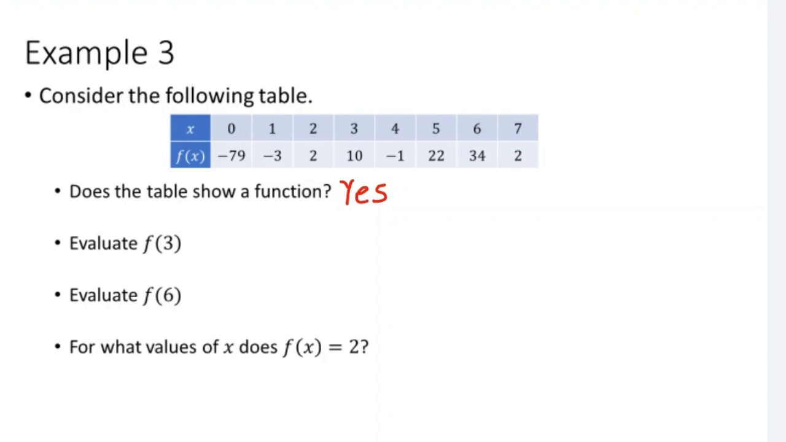Now we're going to evaluate f of 3. This means we want to know, what does f equal when x is 3? Well, looking at the table, we can see that when x is 3, f is 10. So f of 3, according to the table, is 10.